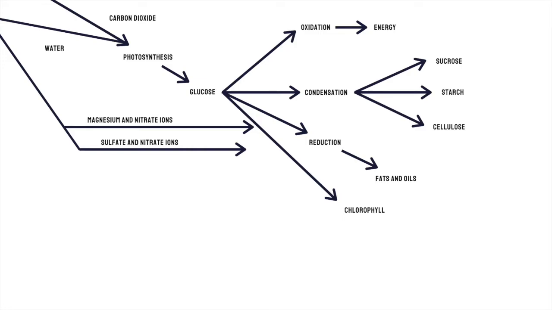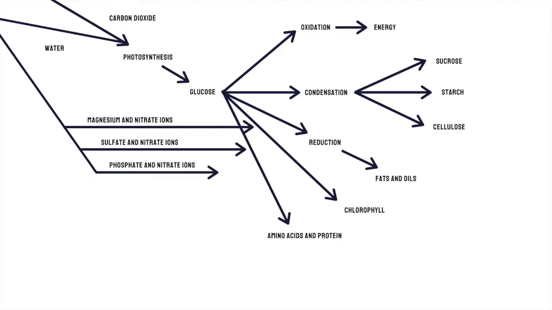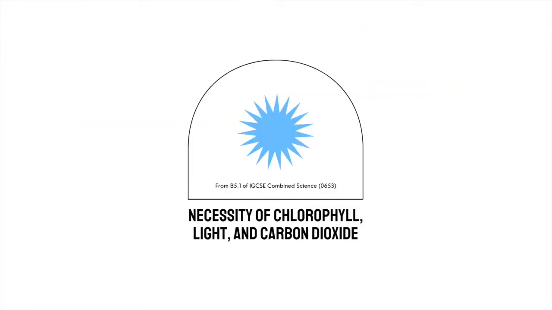When glucose combines with nitrate and sulfate from the soil, taken in through root hairs by diffusion and active transport, it will produce amino acids and protein. And with nitrate and phosphate, glucose can produce nucleic acids that carry information for protein synthesis. I will further elaborate on their necessity in the following sessions, but for now we will talk about the necessity of light, chlorophyll, and carbon dioxide.